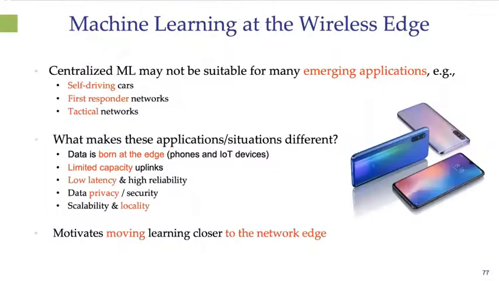On the other hand, there are applications where centralized machine learning might not be the best choice. So examples include autonomous driving or self-driving cars, first responder networks, tactical networks, and others. And what makes these applications different are several features. First of all, the data is at the edge. It's born at the edge of the network, either on iPhones or IoT devices, so it's already there. If you're in a wireless situation, which of course all these are, there's limited capacity to upload data to the cloud. So immediately you see there's a problem. If you have a lot of data to be uploaded, there's going to be an issue.